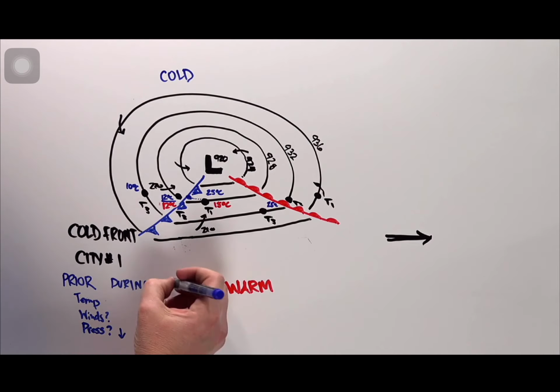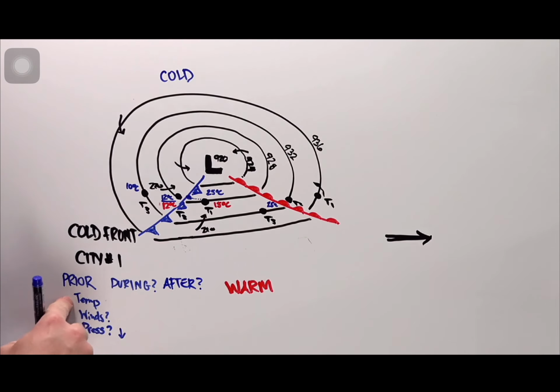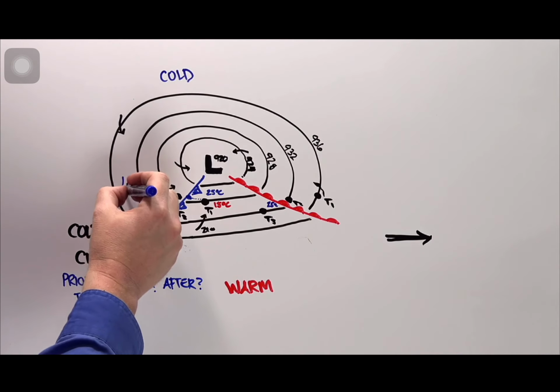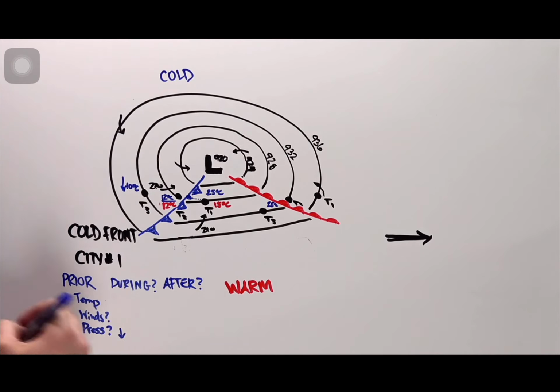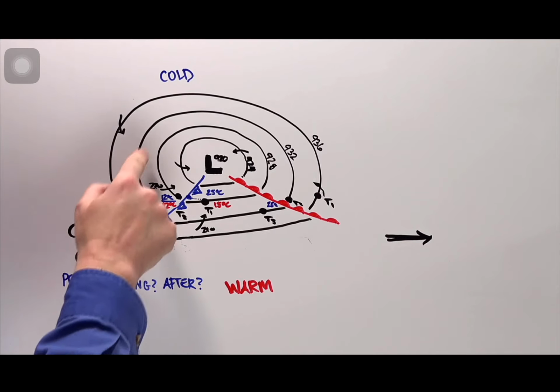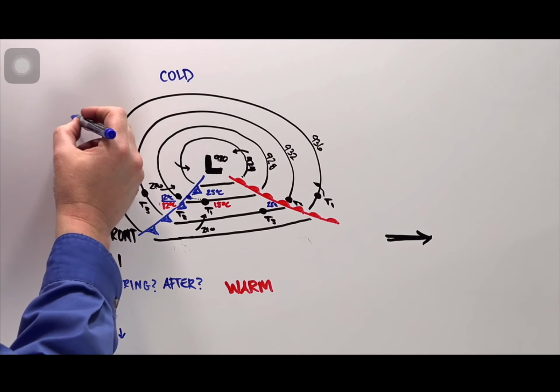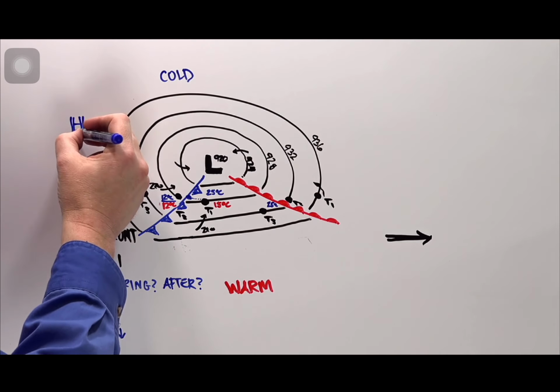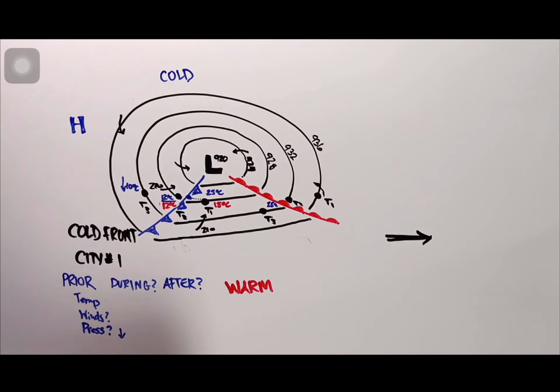After the front. Well, temperature, it's gone down 10 degrees Celsius. Winds, oh wow, winds are really coming out of the north now, so they've continued to veer. What about the pressure? Well, now I'm heading towards, remember, out here there's a high, so the pressure now is actually going to start to increase.